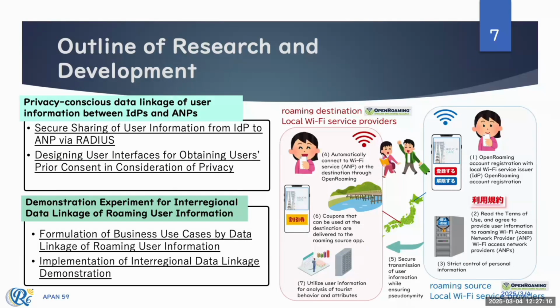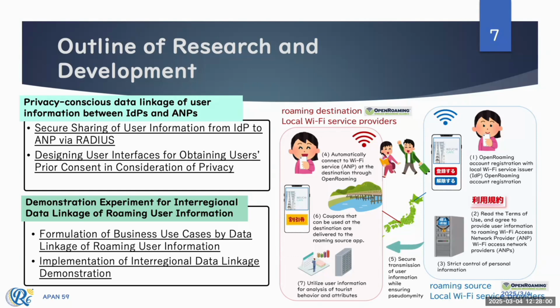This slide shows the outline of our research and development. So we have two main research themes: privacy conscious data linkage of user information between identity providers and access network providers, and also a demonstration experiment for inter-regional data linkage of roaming user information. In my presentation, I will focus on the first research theme.